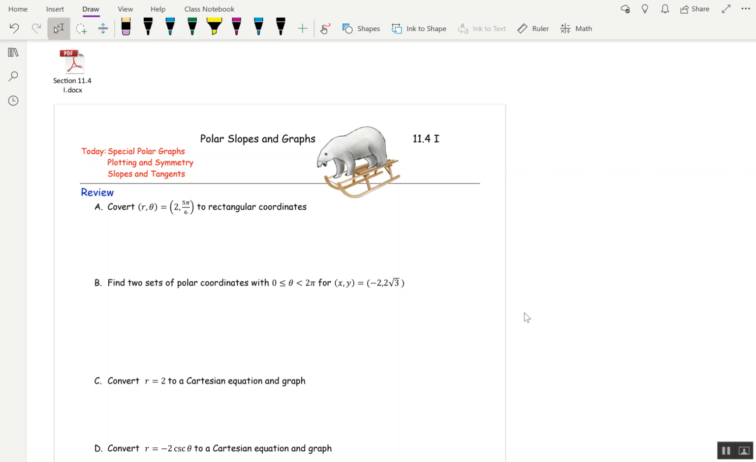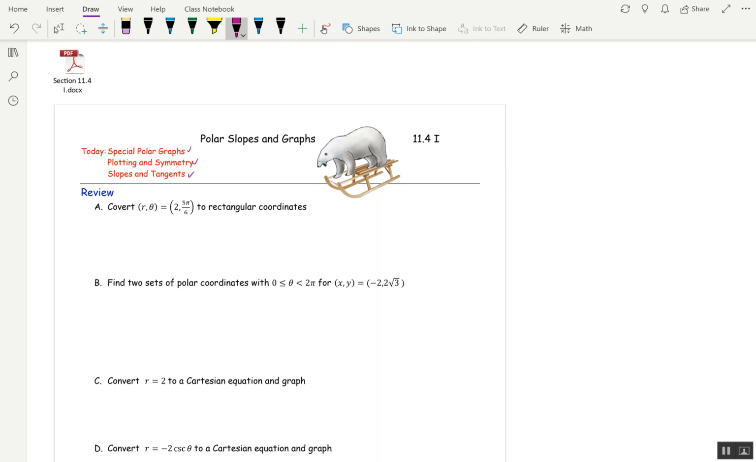Well, this is section 11.4, and today we're going to do a little review. This first page is review, and then talk about some special polar graphs, plotting, and symmetry. And then in the next part of the lecture notes, I'll do a separate video for slopes and tangents. Since this first page is review, you might want to pause the video, go through it, and then start it up again and watch me go through it.